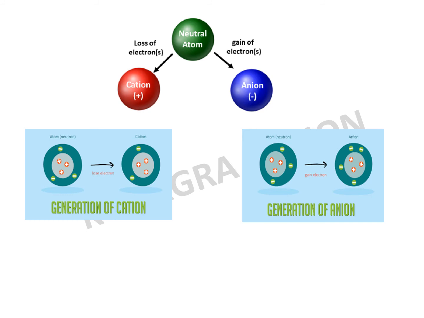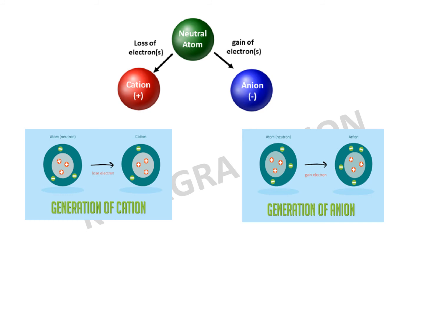Here we can see the neutral atom. It has gained an electron, and on gaining the electron, the nuclear charge was the same, but due to the extra electron, the force of attraction between the electrons and the nucleus decreases. As a result, there is repulsion between the incoming electron and the electrons which are already present. It results in an increase in size.